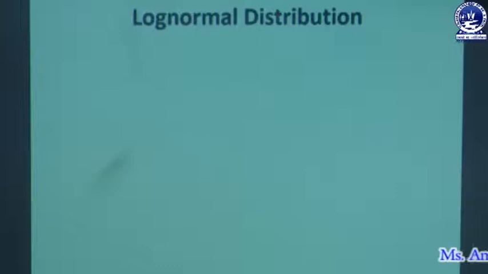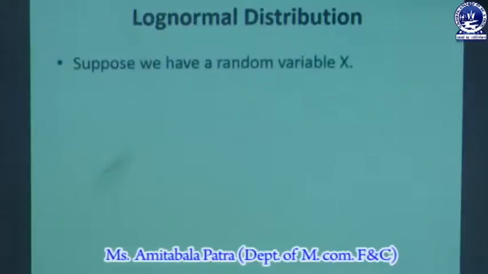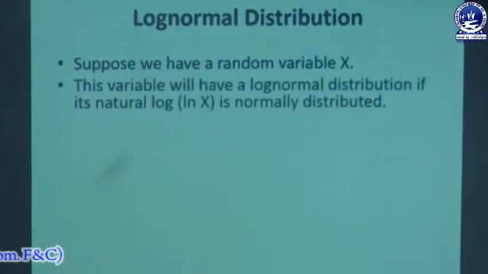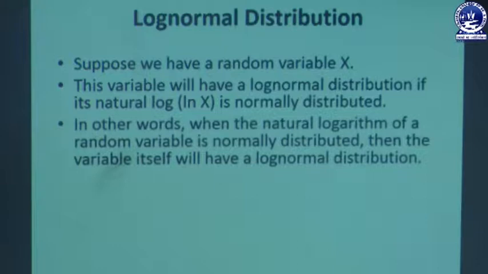So what is this log normal distribution? Let's have a look at that. Suppose we have a random variable x. This variable will have a log normal distribution if its natural log, that is ln x, is normally distributed. So in other words, when the natural logarithm of a random variable is normally distributed, then the variable itself will have a log normal distribution.